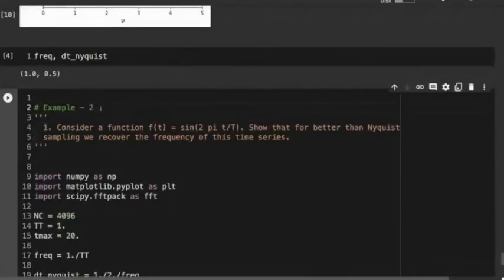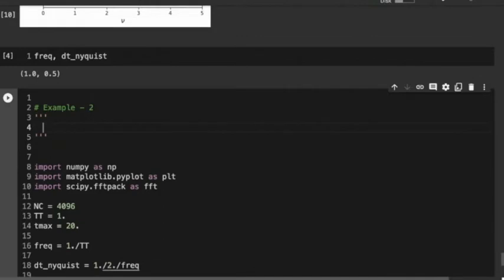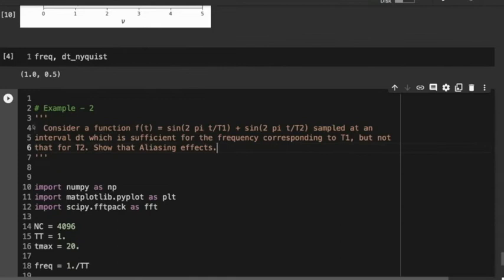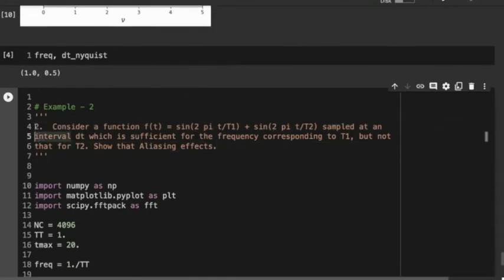So in this second example, we'll consider a function. Let me just write the problem here. The problem is the following: consider a function with two sine waves with two different time periods, sampled at an interval dt, which is sufficient for the frequency of T1. So for this it is good, but not for T2. Why are we doing this? Because we want to see the aliasing effect that we discussed in the last lecture.